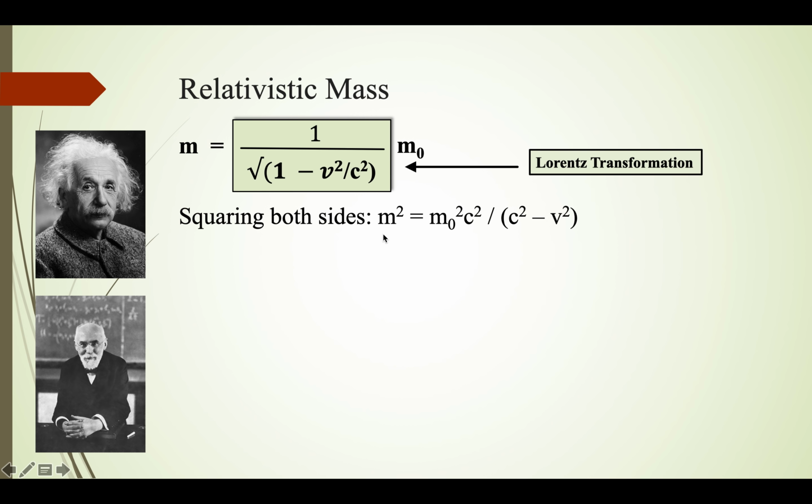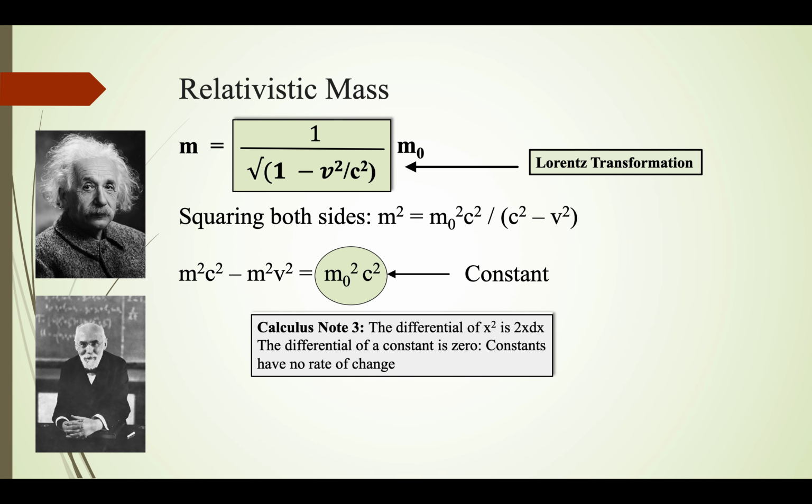Squaring both sides of this equation, we get m squared equals m0 squared times c squared over c squared minus v squared. And that's just factoring out this parenthesis down here. So we can say that, multiplying this parenthesis up to the top on the left, m squared c squared minus m squared v squared equals m0 squared c squared. And it's important to notice that rest mass is constant and the speed of light is constant. So this expression is constant.